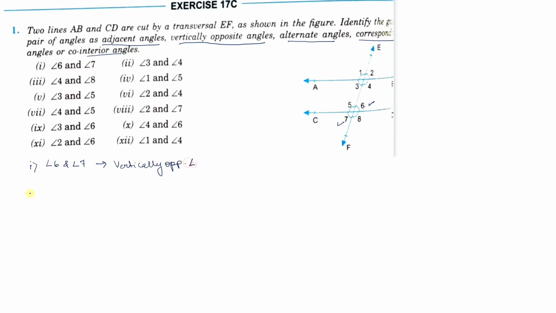Okay. Now moving to number 2. Number 2 is angle 3 and angle 4. Look in the diagram, angle 3 and angle 4 are side by side angles, so they will be called adjacent angles. Number 3 is 4 and 8. Look at this: angle 4 is below this line and angle 8 is below this line. So this is the property of corresponding angles.